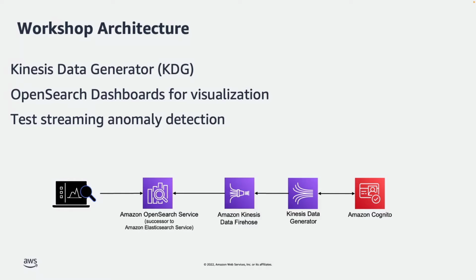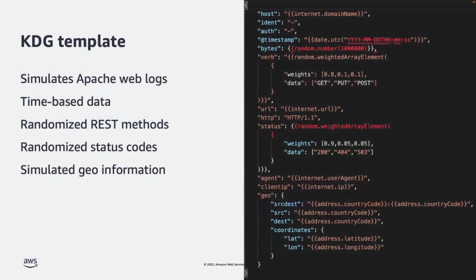That is the architecture. So this is the Kinesis Data Generator template. This is just to simulate Apache web logs, where instead of getting real data, we just wanted to simulate some dummy data for this workshop.